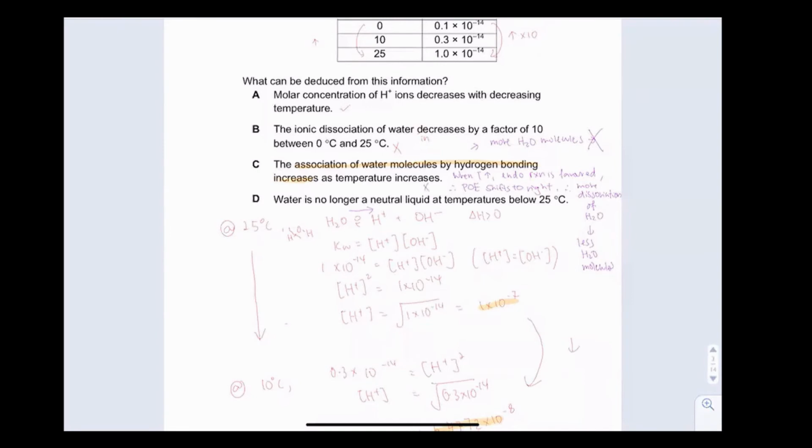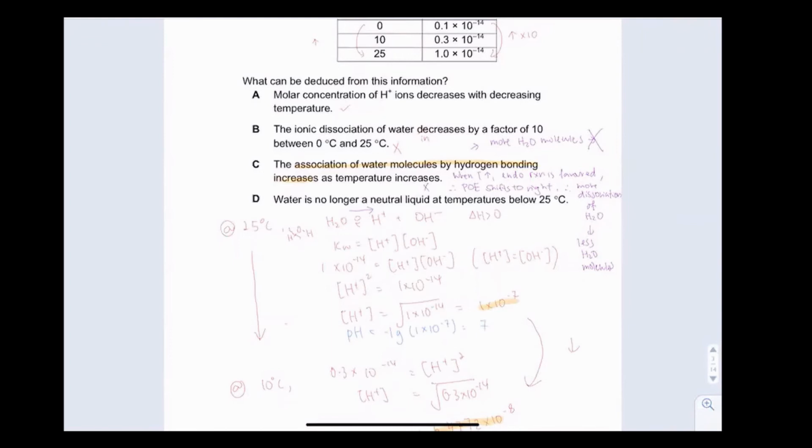Then next, lastly, part D. Water is no longer a neutral liquid at temperatures below 25 degrees Celsius. Okay, so for this, let us make use of the working that we have done for part A. So over here, let's figure out the pH at 25 degrees Celsius first. So at 25 degrees Celsius, pH is negative log concentration of H+, which is 1 times 10 power negative 7. Therefore, I'll have a pH of 7.